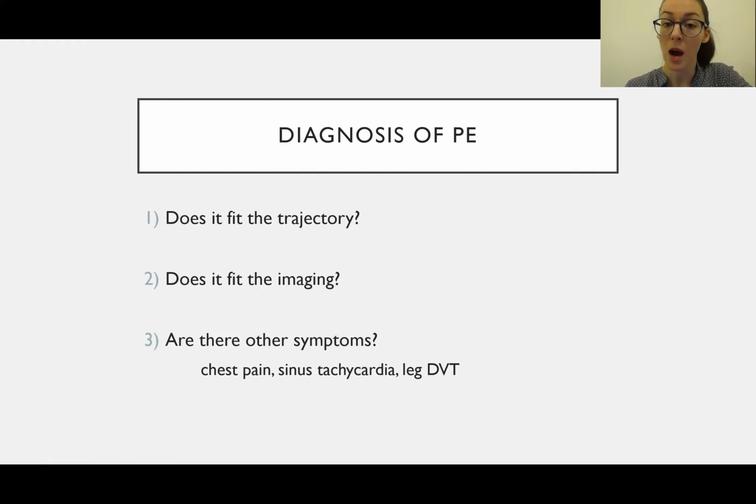Finally, remember that there are other symptoms that might increase your suspicion of PE. Remember to ask about chest pain, particularly pleuritic chest pain. Look for sinus tachycardia that is persistent, particularly if it's occurring outside of periods of high fevers. And look for other thrombosis, because if a patient already has a DVT, you should have a very high index of suspicion for PE.